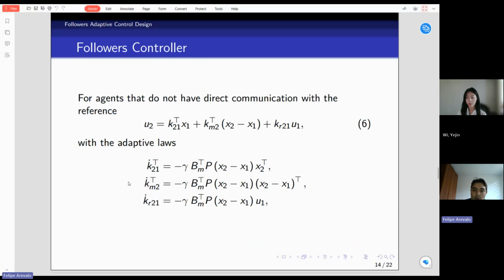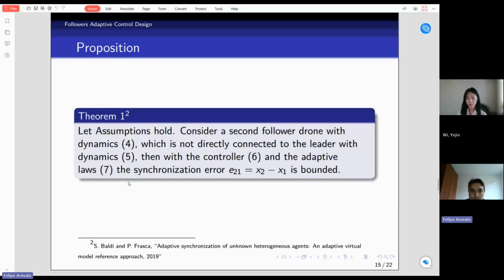So with that in mind, we defined a proposition that is based on some theory that was worked on a couple of years ago. We defined a set of agents with the assumptions that we are considering, and we need to guarantee that there exists a follower drone that has the dynamics that we obtained through the linearization method, that even if it's not connected with the reference drones, we can guarantee that there is going to be a synchronization.